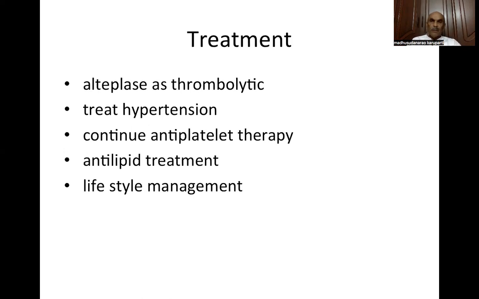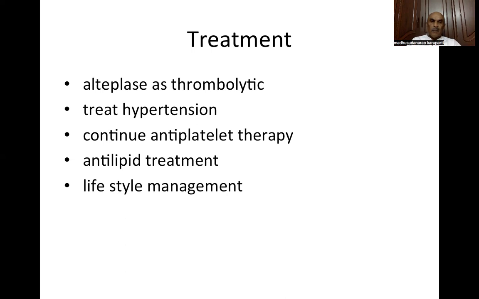Coming to the lines of treatment. So after stabilizing and taking the MRI and other evaluation or imaging studies, if you think it is a case of obstructive stroke, go ahead with alteplase as a thrombolytic agent and treat hypertension. And also you can do the mechanical thrombectomy in certain other cases. Continue antiplatelet therapy with clopidogrel and aspirin. And continue antilipid treatment with high dose of statins.